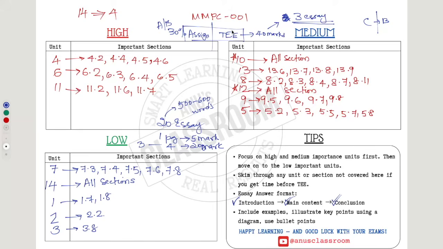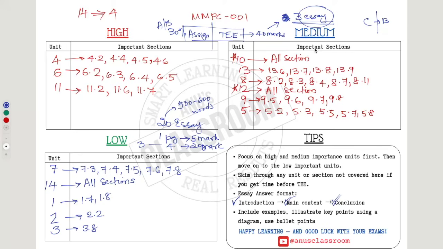Correct. So don't worry about the exact format of your term end examination and all. Don't worry about it too much. Don't waste your time over there. Focus on what you can control. And what you can control is this essay question. How you write the answer for the essay question is what you can control. Focus over there. Let's make that happen. And let's put everything else aside.